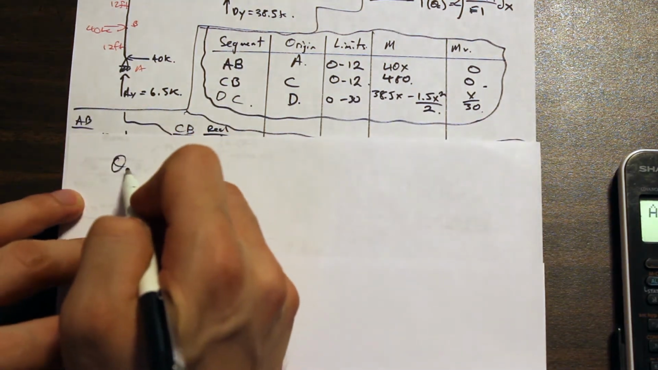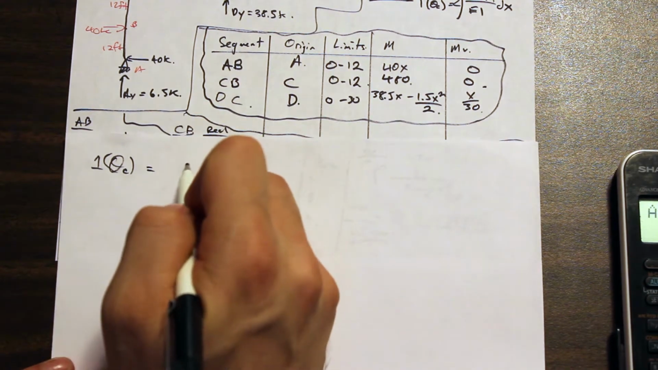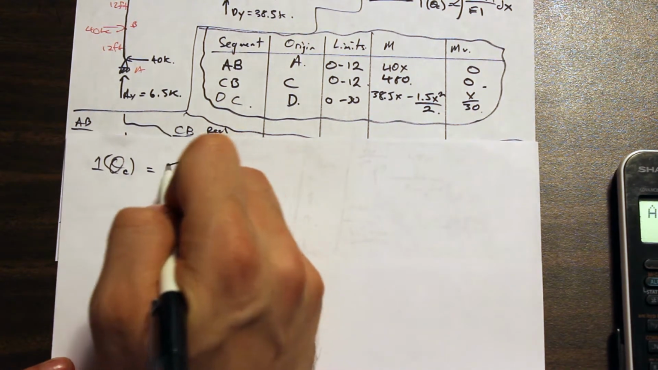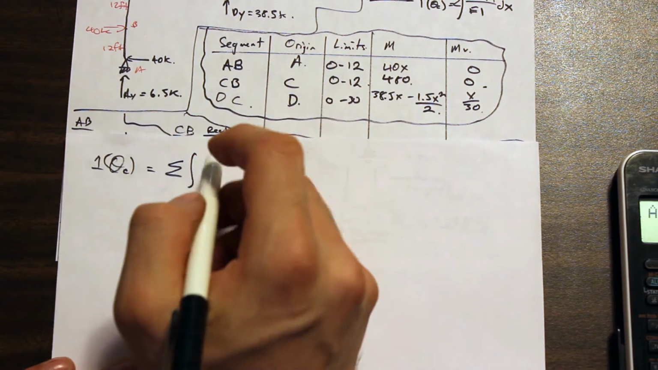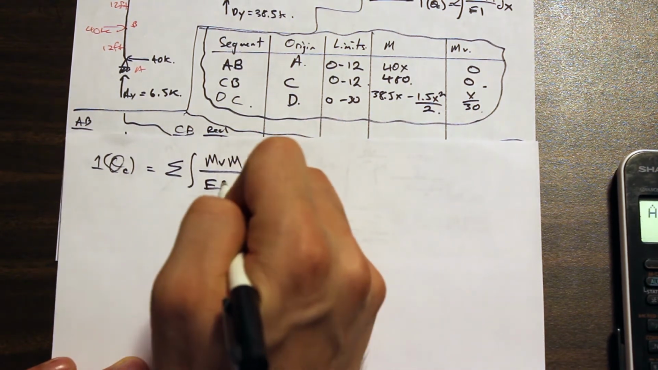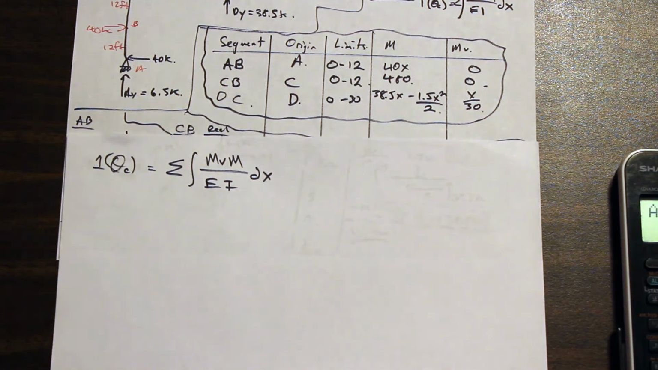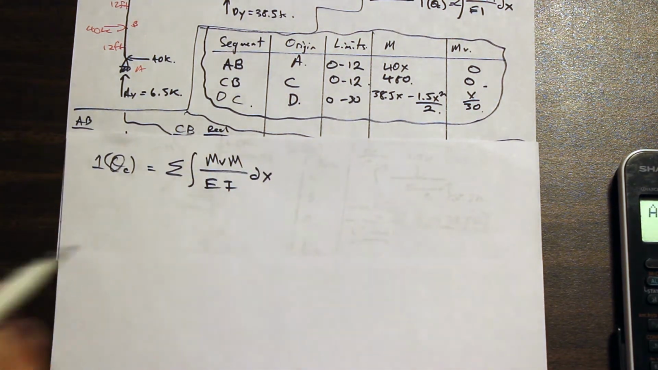So we have theta at C. So we have 1 theta. That is equal to, as we discussed before, sigma, so the summation of the integration of m v m over EI dx.